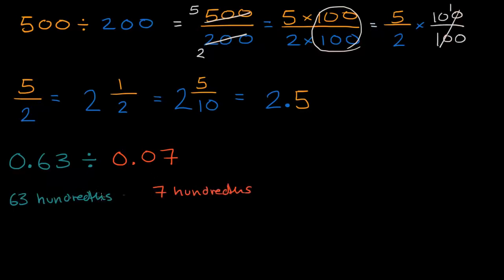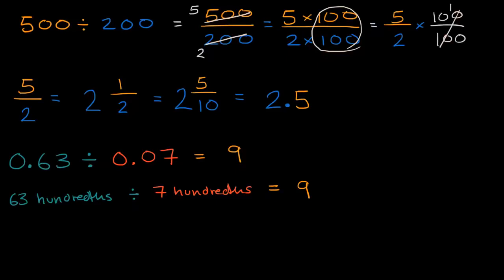And so if you have 63 of something and you're dividing that by 7 hundredths, what are you going to get? Well, if you took your 7 hundredths and you multiply it by 9, you're going to get 63 hundredths. And so 63 of something divided by 7 of that same something is going to be equal to 9. 7 times 9 is 63, so 7 hundredths times 9 is going to be 63 hundredths.